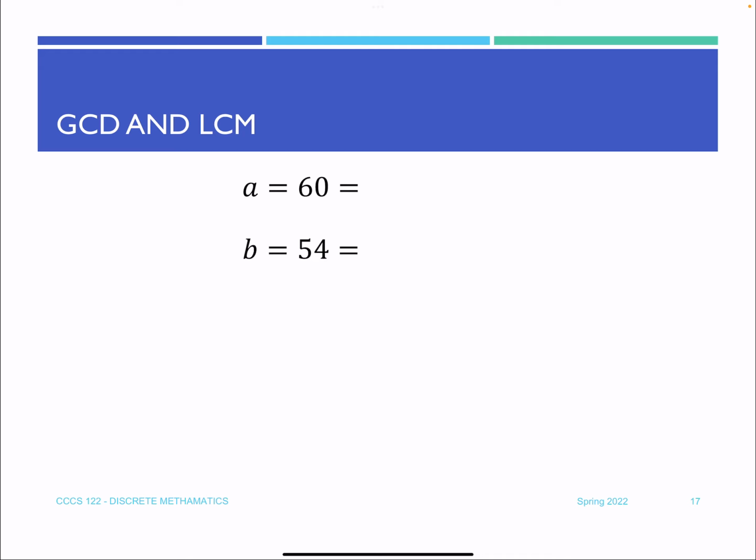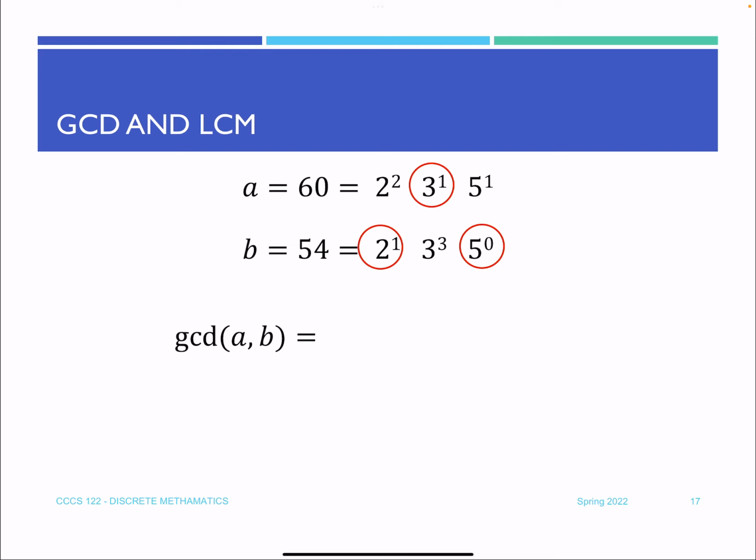So once again, prime factorization for GCD. Pick the terms with the lowest powers for each base. So for 2, 3, and 5, pick the ones with the lower power. So for 2, that would be 2 to the power 1, 3 to the power 1, and for 5, 5 to the power 0. Multiply them and you get 6 in this case. And that is how you find the GCD of 2 integers.